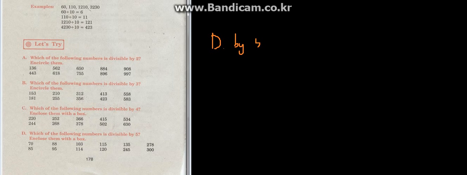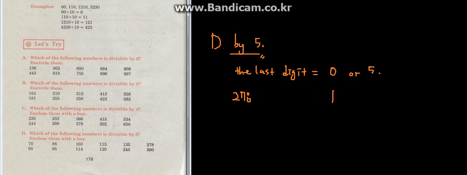By 5. Here we should check whether the last digit is 0 or 5. The last digit should be 0 or 5. Let me choose two examples. First, 278 and 300. The last digit of 278 is 8. It's not 0 or 5, so it's not divisible by 5, right?